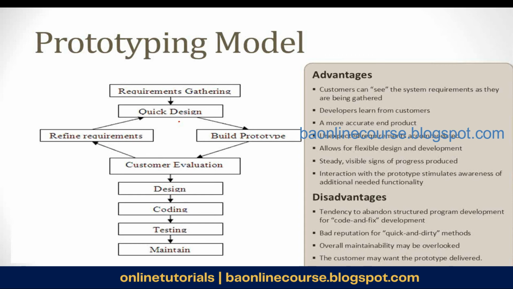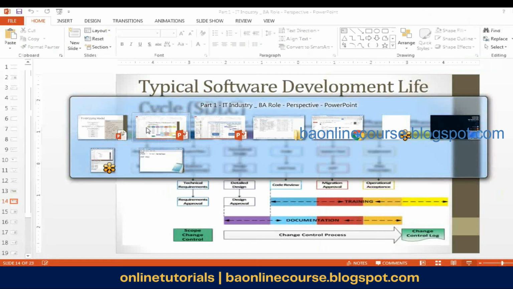Now what you do is, once you understand the requirements, you would go through these additional steps. You do a quick design, you do the development, you take it to the customer, take his feedback, and then if he has any feedback, you'll refine it and then go through these additional steps.